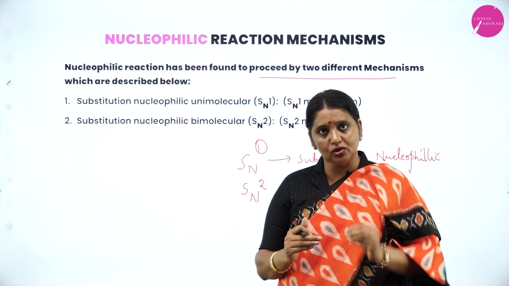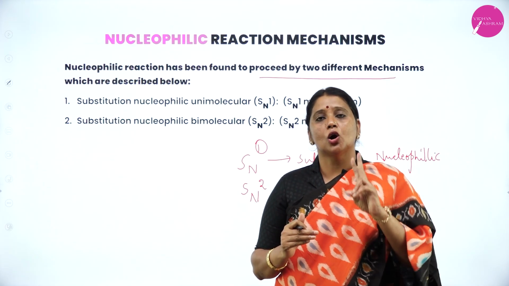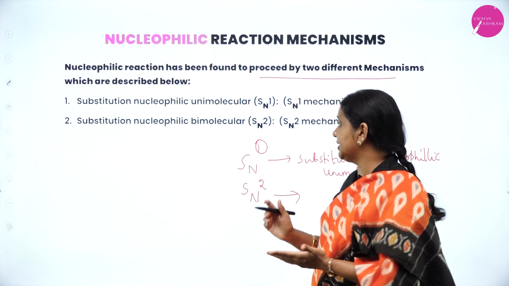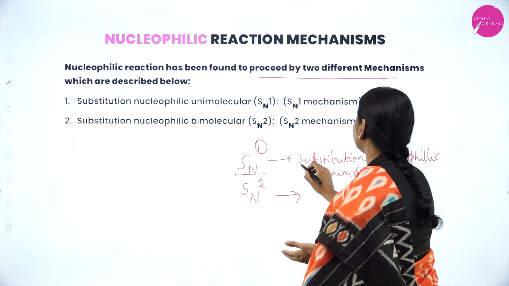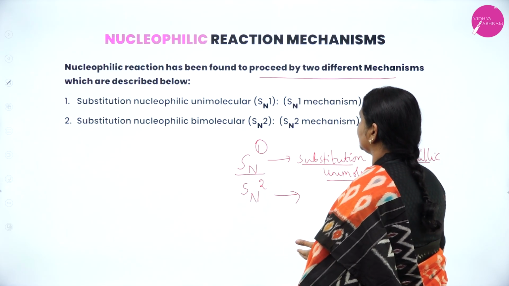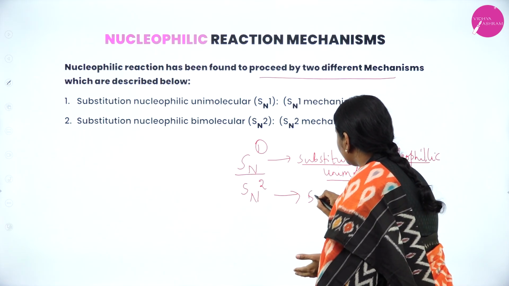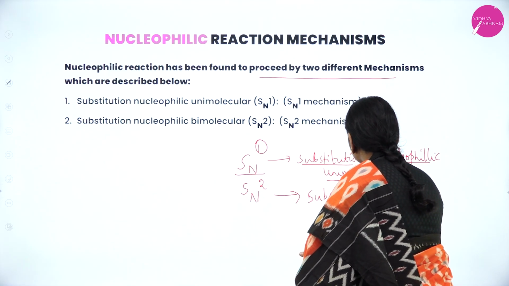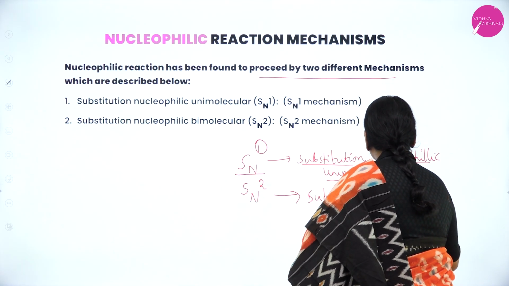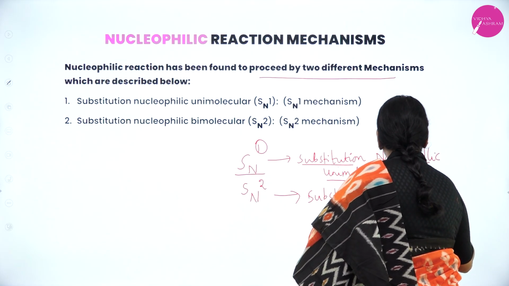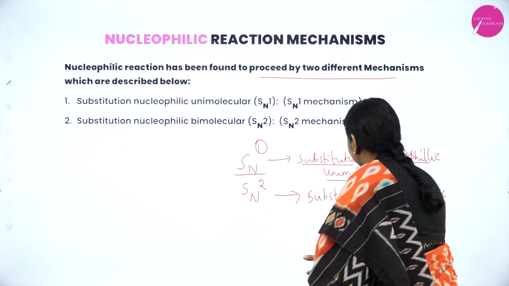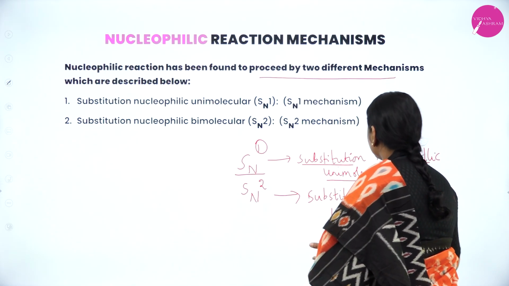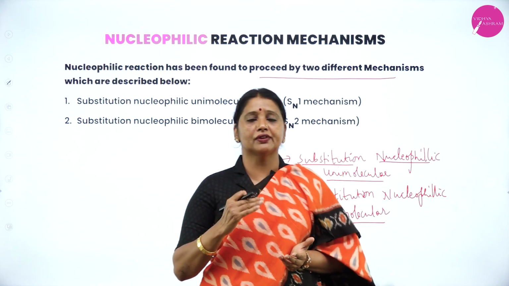My dear student, nucleophilic substitution reactions proceed by how many mechanisms? 2 mechanisms. One is SN1 mechanism, second one SN2 mechanism. What is the expansion of SN1 mechanism? Substitution nucleophilic unimolecular. And SN2 is substitution nucleophilic bimolecular.